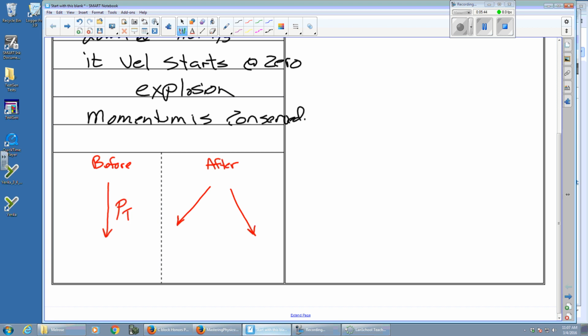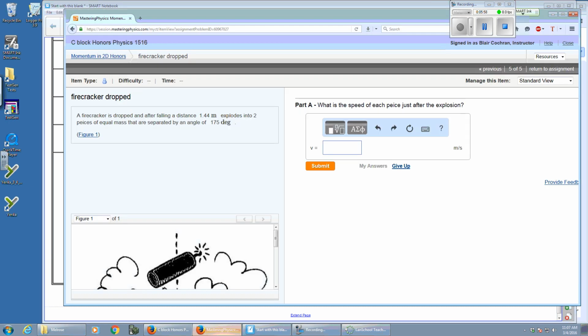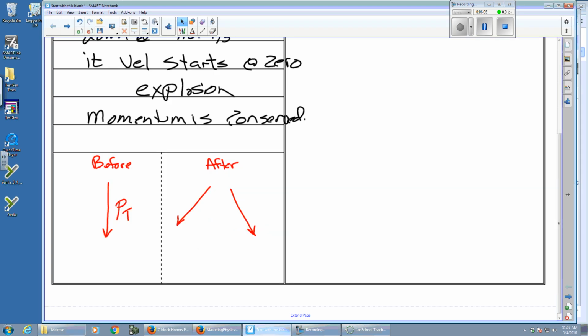Okay, so which piece is bigger? Well, let's see. I'm going to measure. It says 2 pieces of equal mass. But you're right. If there was a bigger one, maybe it would take away more, and if it was moving faster, it would take away more momentum. But since they're of equal mass, I'm going to assume that they take away the same. So I'm going to label each of these as P. Make life easier, because each of them takes away the same amount, right?